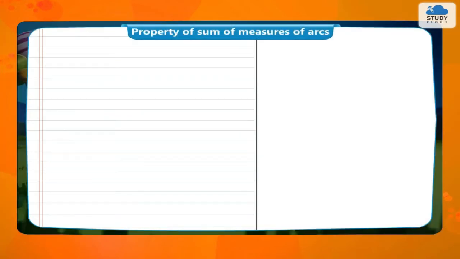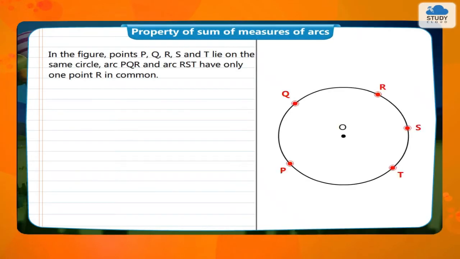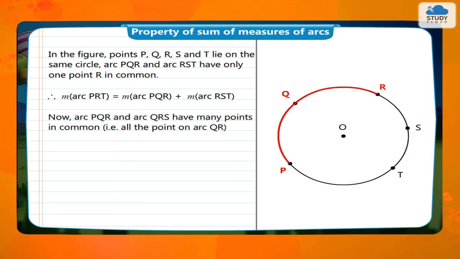Property of sum of measures of arcs. In the figure, points P, Q, R, S and T lie on the same circle. Arc PQR and arc RST have only one point R in common. Therefore, measure of arc PRT is equal to measure of arc PQR plus measure of arc RST. Now, arc PQR and arc QRS have many points in common, that is, all the points on arc QR. Therefore, measure of arc PRS is not equal to measure of arc PQR plus measure of arc QRS.